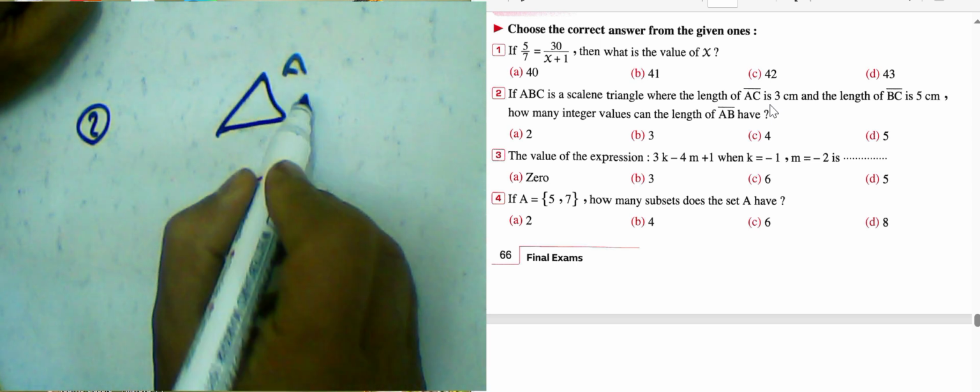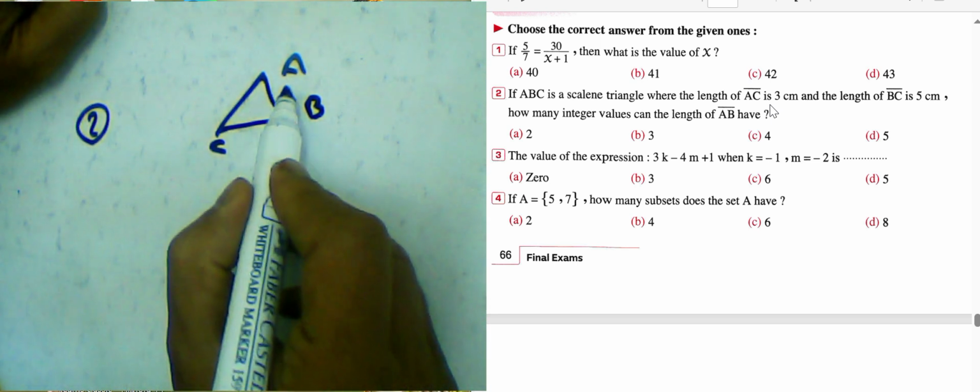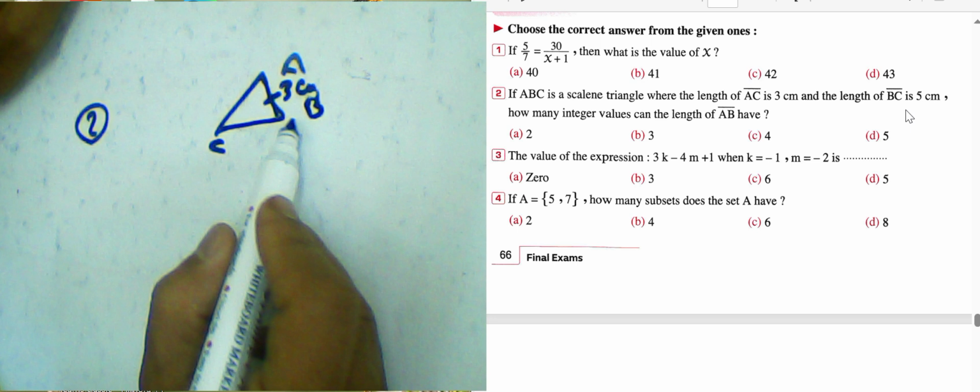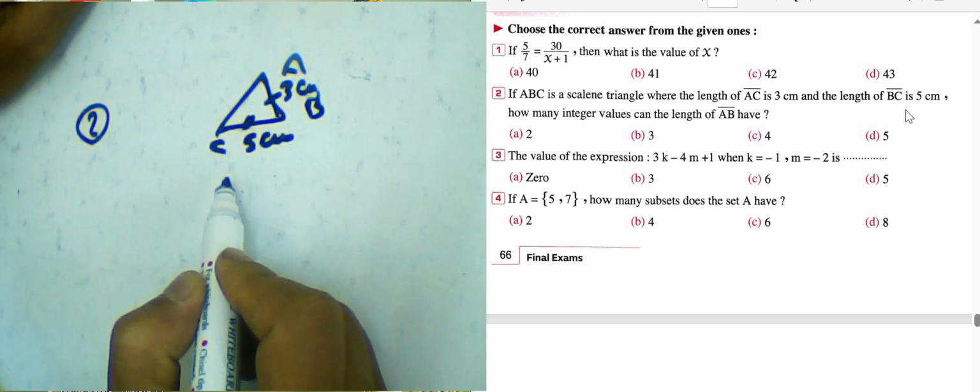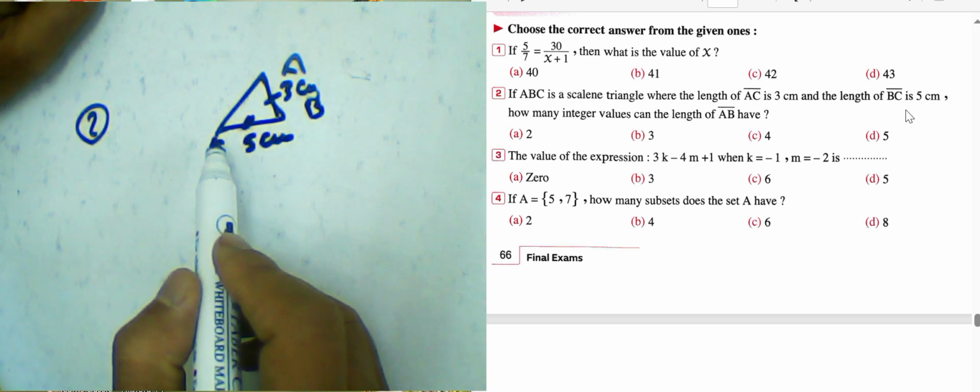Question number 2. If ABC is a scalene triangle, meaning all sides are different, where we have a triangle A, B, C, with AC equal to 3 centimeters, and he gives us the length of BC, 5 centimeters. We want to find how many integer values the length of AB can be.